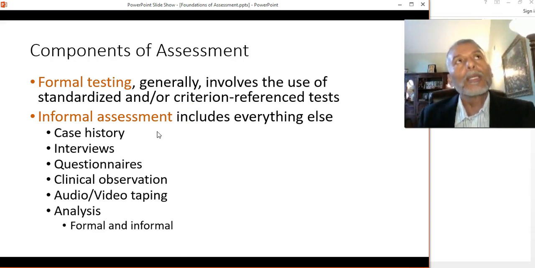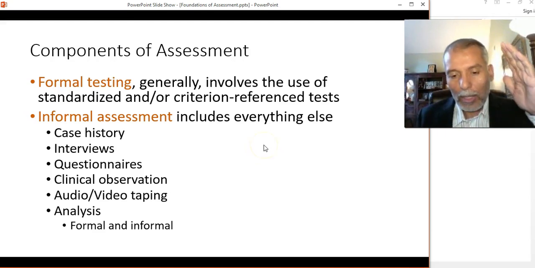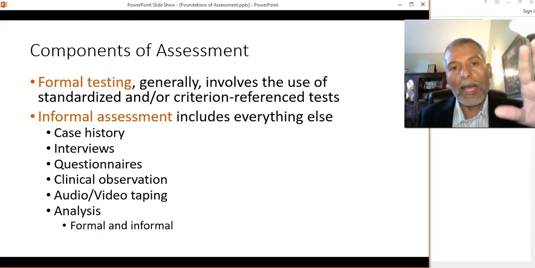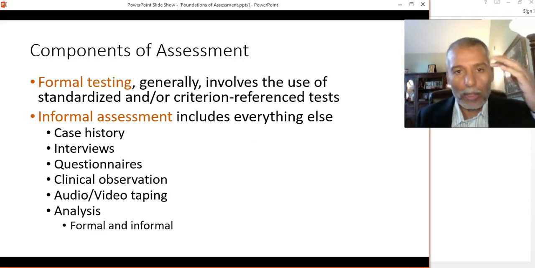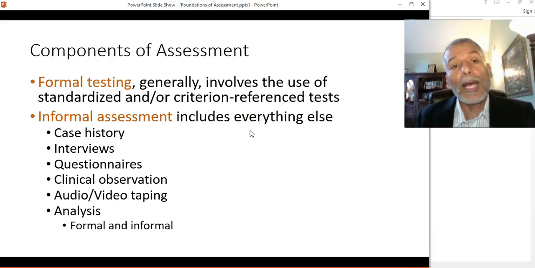Informal assessment, again, includes everything else other than standardized testing and other than criterion reference tests. Anything else that you do becomes part of it. If you design a certain task and you say, well, I'm going to see how this child is going to remember sentences, and you just design a list of maybe 10 sentences, and have the child repeat them to you, and then you estimate them, that becomes part of an informal assessment.